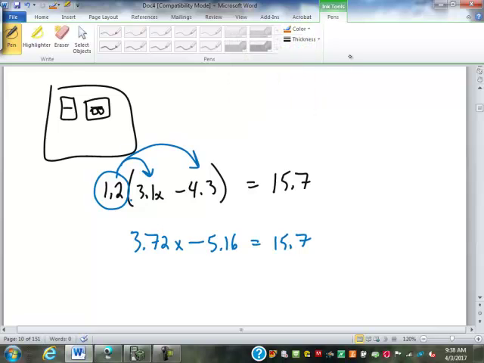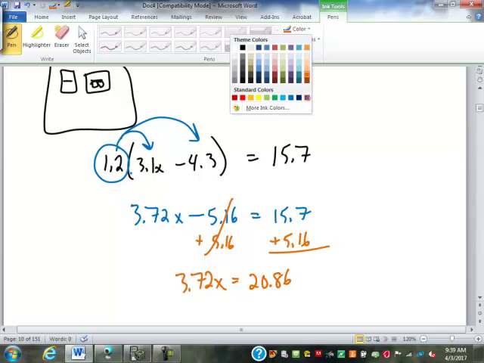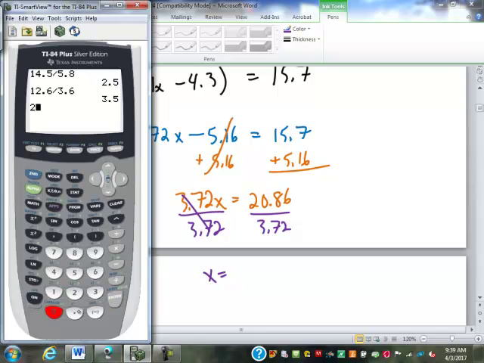Then what? We add 5.16 to both sides. 3.72x equals 20.86. And then? Perfect. We divide both sides by 3.72. So 20.86, yes, I know, no yawning, divided by 3.72.